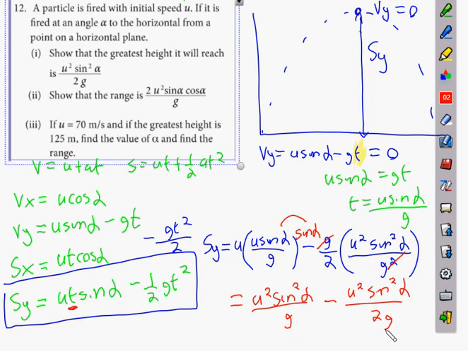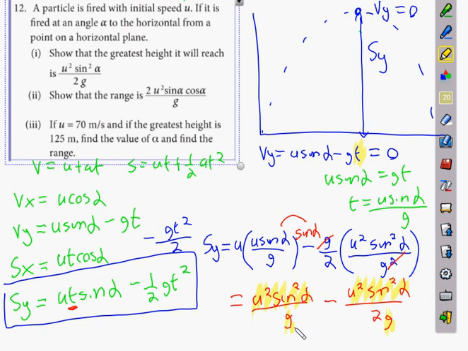Now, if you look at them, they're pretty much the same thing. U squared sine squared alpha, u squared sine squared alpha. It's a full object minus a half of that object. Everything's the same bar the 2. So it's an object, it's like a cake. Take away half a cake, and the yellow stuff's the cake. Alright? So what you're left with is half a cake.